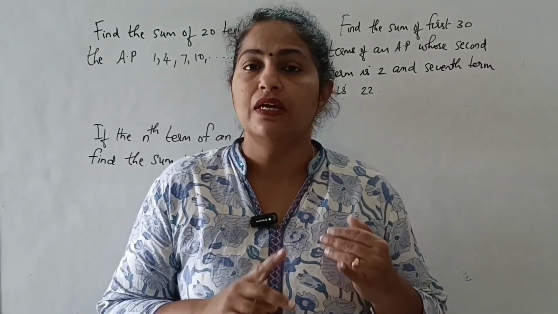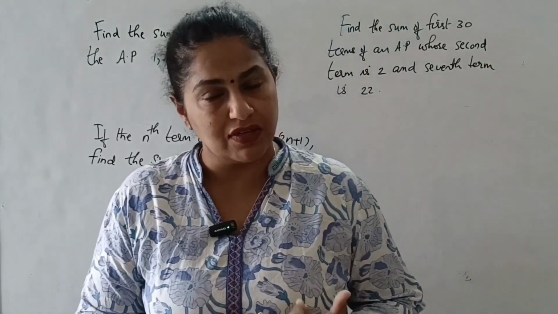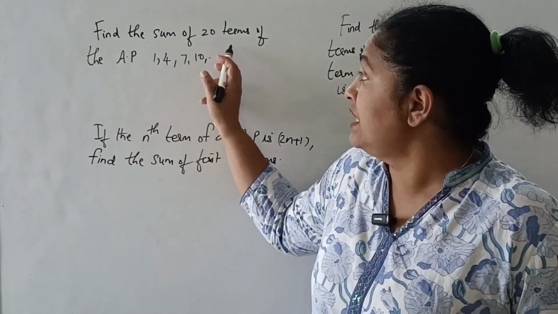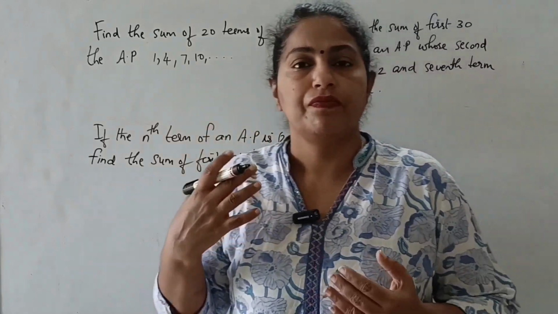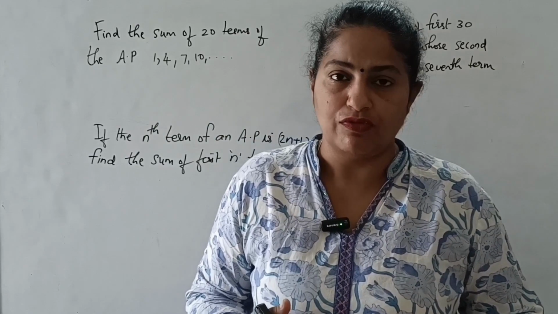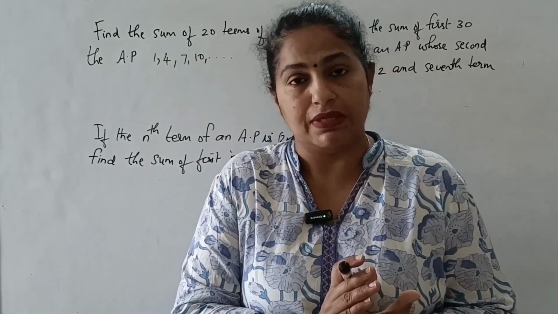So we know two formulas, n by 2 into 2a plus (n minus 1)d and n by 2 into the first term plus last term of the AP. So here we need to find the sum of the 20 terms of the AP 1, 4, 7, 10, etc. Since we do not know the last term of the AP, we can find it directly. So let us find the sum of 20 terms by using both the methods.